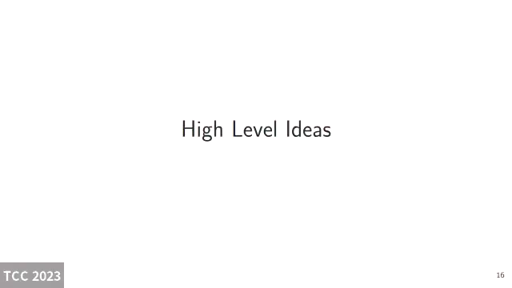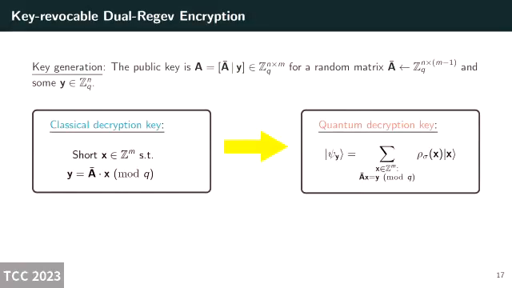Okay, so let's look at some high-level ideas about how to achieve a revocable public key encryption. So again, we start with dual Regev encryption that we are all familiar with. The public key is an n cross m matrix, here denoted by A bar. You should think of m to be at least n log q. And then I'm also going to pick an n-dimensional vector y. And in the dual Regev encryption, the decryption key is some short vector x such that A bar x equals y.